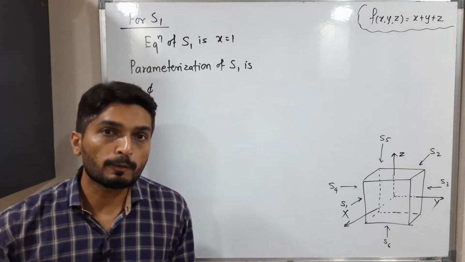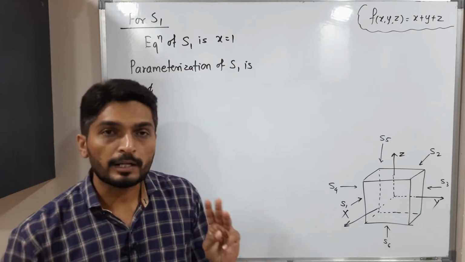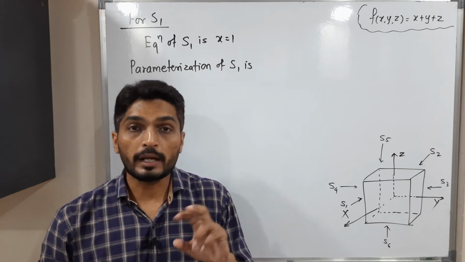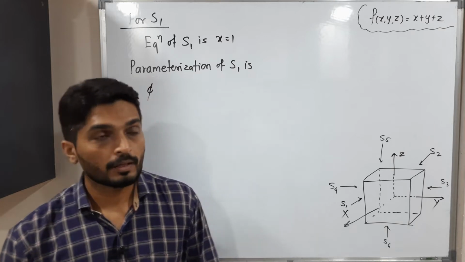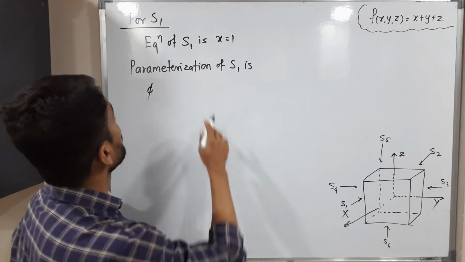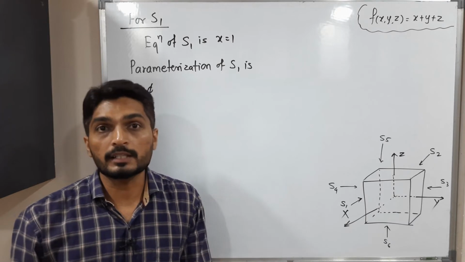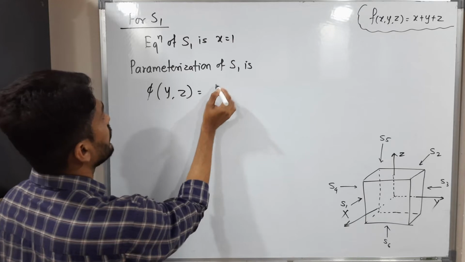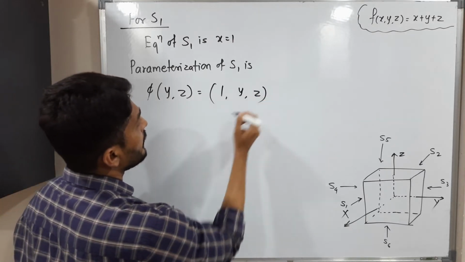See, the main purpose of parameterization is to reduce parameters, right? So in total we have 3 variables x, y, z, and we want to reduce the parameters. We want the entire equation in 2 variables only, right? The equation of surface S1 is x is equal to 1. That means x is fixed, so we can express it in terms of y and z. So phi of yz is equal to (1, y, z). What is our x? 1, and y and z are the 2 variables.